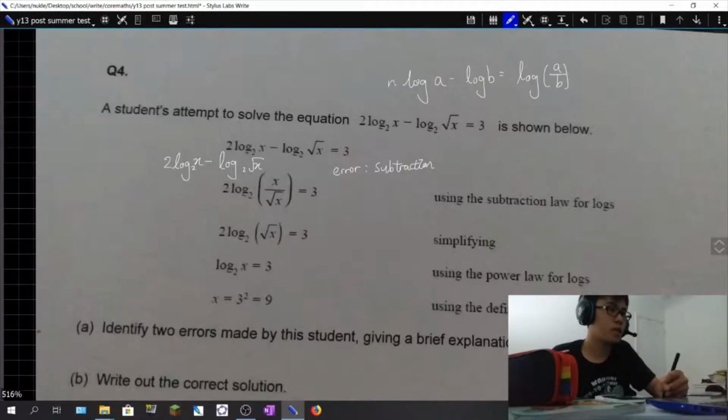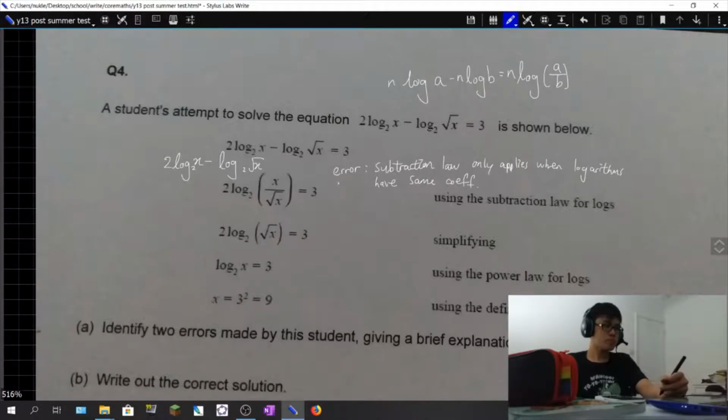So like you can have n log a minus n log b is going to be n log a over b. But if it's like m log a, then it doesn't work. So that's what that student did, because we have a 2 here, but we only have a 1 here, so that doesn't work. Subtraction law only applies when the logarithms have the same coefficient.